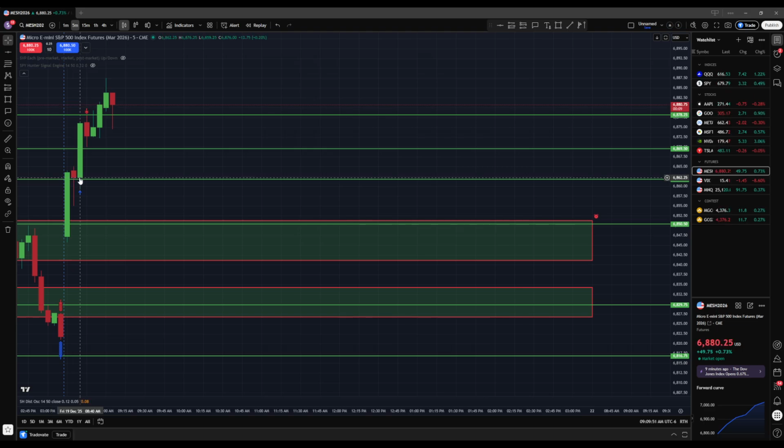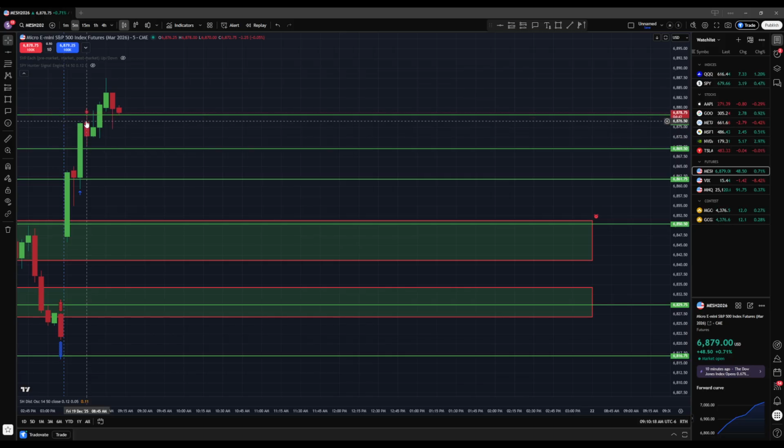So I entered right here, which ended up being a great entry, right? We wicked down a little bit, but then look at this bar. Amazing. Took out my first take profit level, so I moved my stop up to there. It never came back down during this candle and got me. So I moved my stop to right here. Then price wicks up to here. So I'm trailing now at this point. I'm like, okay, I'm good with this.